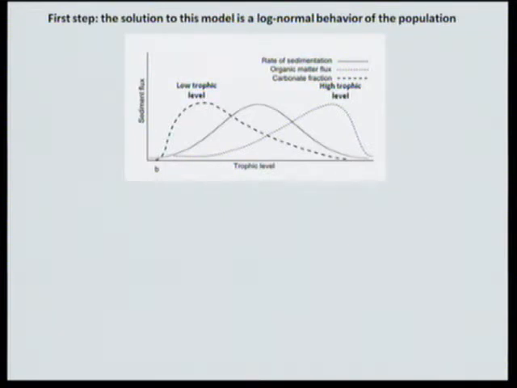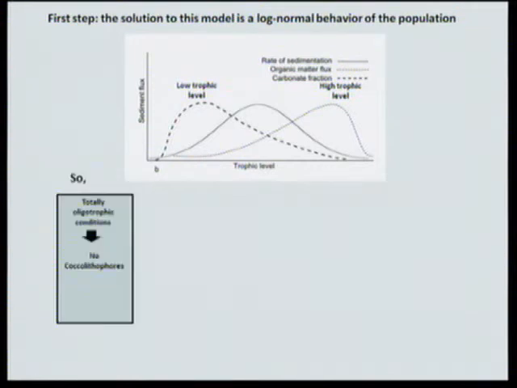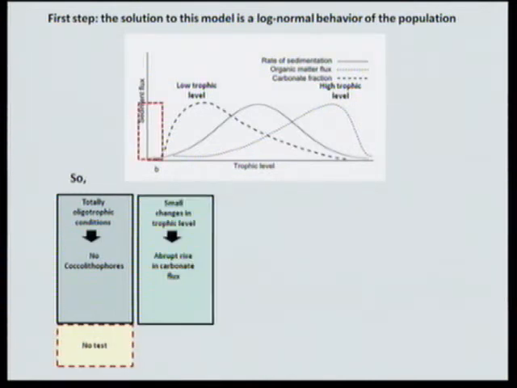In the beginning of the trophic level, you get low trophic level by high carbonate production, and then it is changing. Totally oligotrophic conditions will have no coccolithophores at all. You gain nothing by nothing. You need to produce something. So there is no test, and we are over here, somewhere here. Small changes in trophic level, abrupt rise in carbonate flux. So, please have notice here, the XD ratio should be aligned with the delta C13.